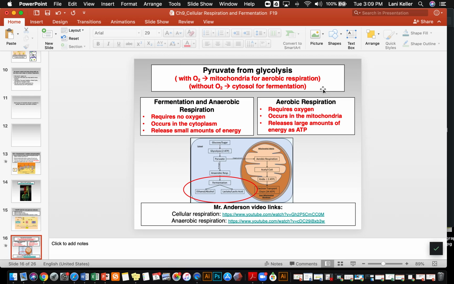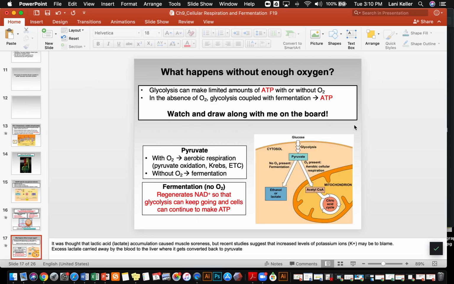If there is no oxygen present, what happens? So if you have oxygen, this pyruvate will go straight into the mitochondria for aerobic respiration. If you do not have oxygen, then your cells will go through what is called fermentation, right? Which requires no oxygen. It occurs in the cytoplasm and it releases small amounts of energy, always through glycolysis, right? Pyruvate here from glycolysis, if there's no oxygen, will go through fermentation.